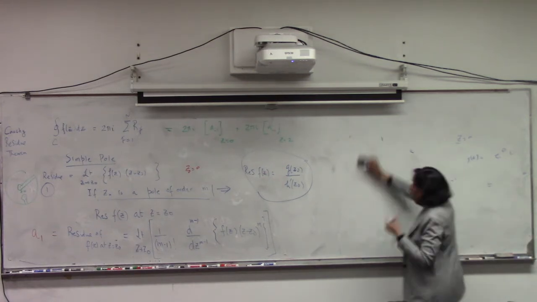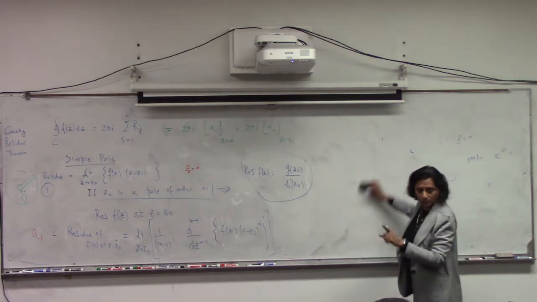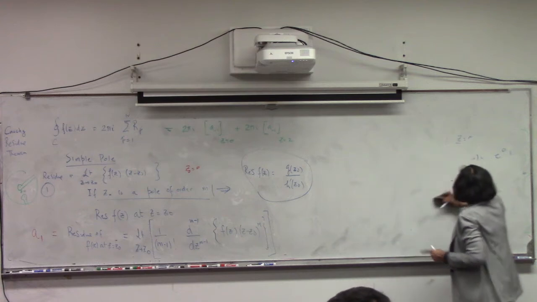Basically, you have to find the root of the denominator, not of the entire expression, because the numerator may also become 0. Only the denominator we're looking at in this case.